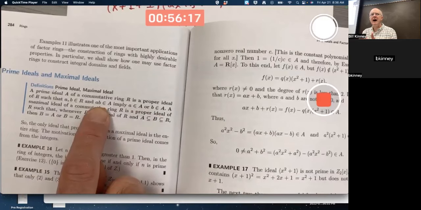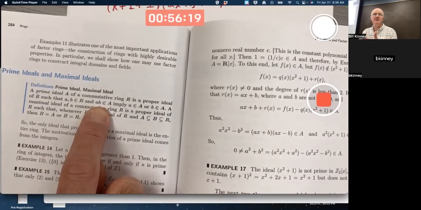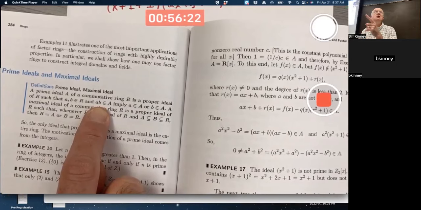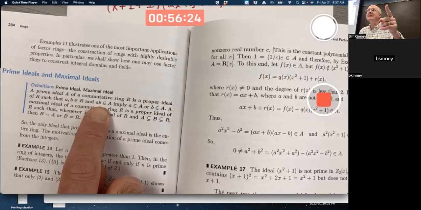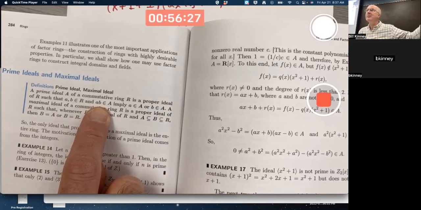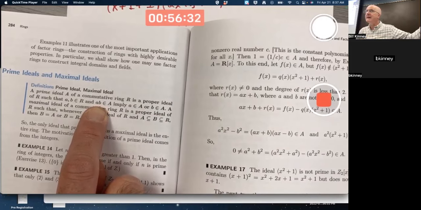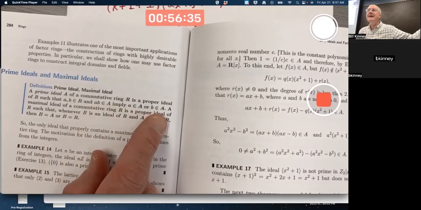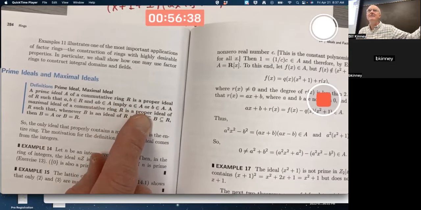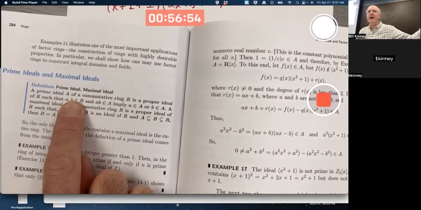If something's a multiple of 5, it means 5 is a divisor of the product. Euclid's lemma: if P divides A times B, where P is prime, then P divides A or P divides B. If 5 divides A times B, then 5 divides A or 5 divides B. This is Euclid's lemma, in chapter 0. You may have forgotten it. Fundamental fact about primes. And if your principal ideal is not generated by a prime, this will not be true.